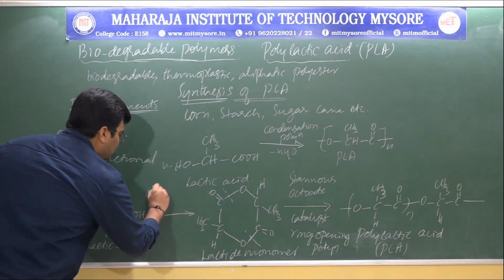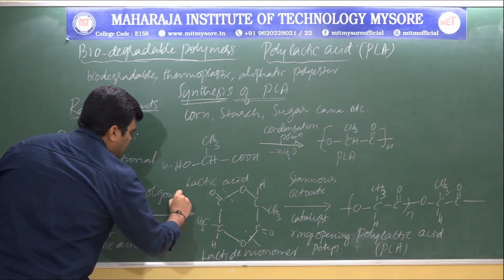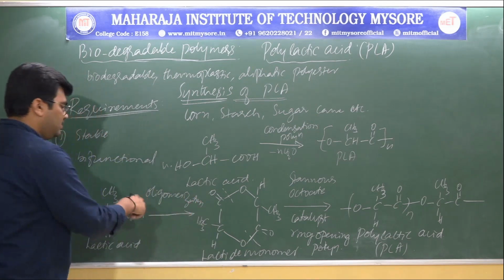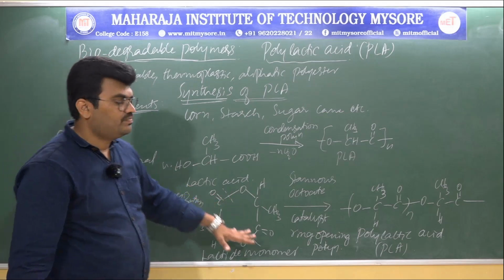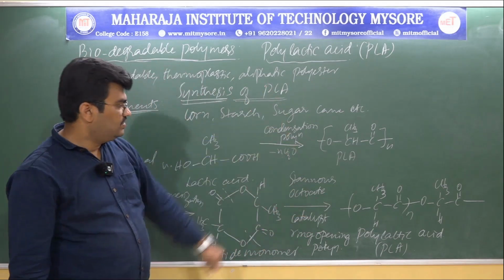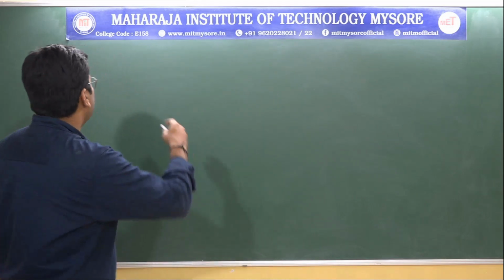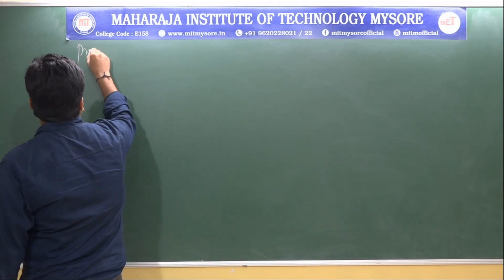This is oligomerization, right, followed by condensation polymerization with the elimination of simple molecules. We are going to get this, right? I hope you understood. Coming to the properties of polylactic acid, let us see one by one.